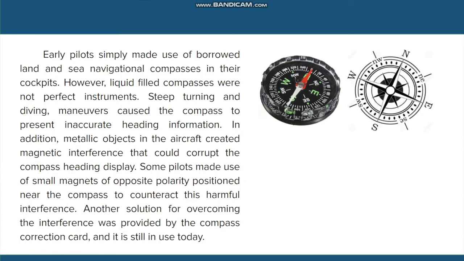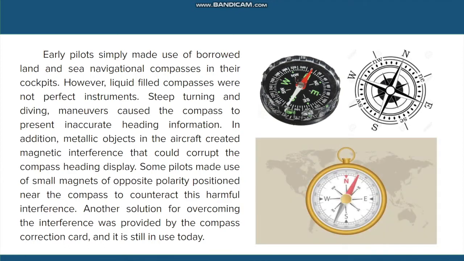In addition, metallic objects in the aircraft created magnetic interference that could corrupt the compass heading display. Some pilots made use of small magnets of opposite polarity positioned near the compass to counteract this harmful interference. Another solution for overcoming the interference was provided by the compass correction card, and it is still in use today.